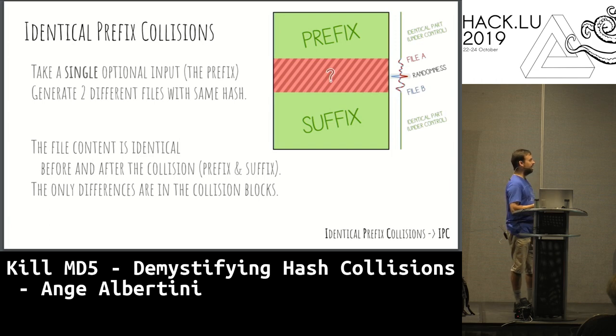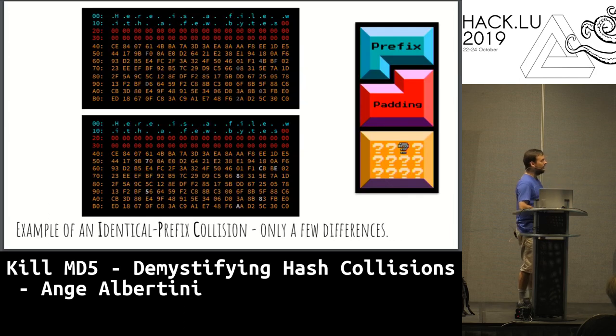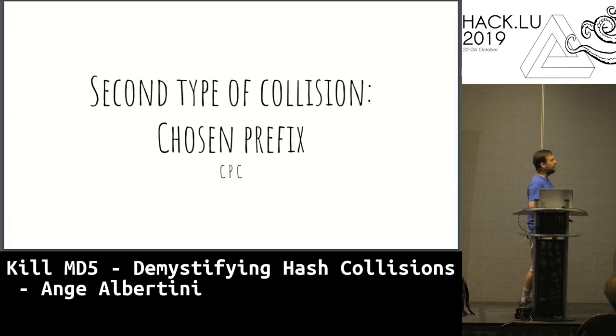I will call that IPC, for identical prefix collision, and it takes a single input, the common prefix. So this is the actual collision of two files. If you say here is a file with a few bytes, then you have some padding until 64 bytes, and then you have the two collision blocks full of randomness, two blocks of 64 bytes, with just very tiny differences between each side, and the rest is random, generated by the computation.